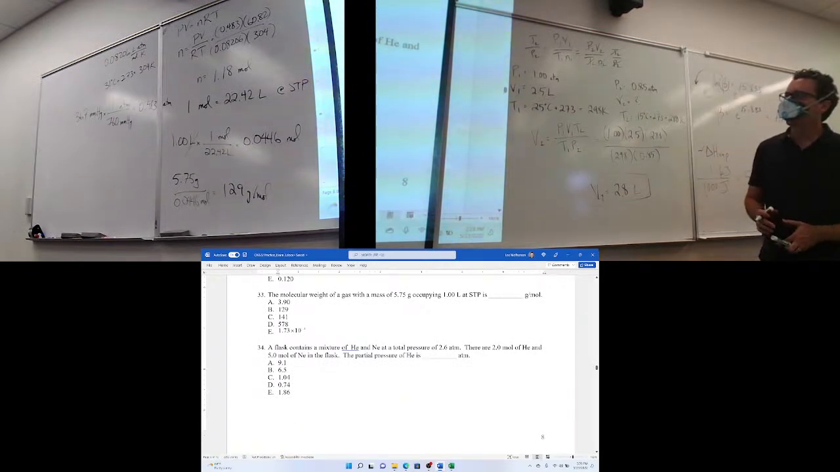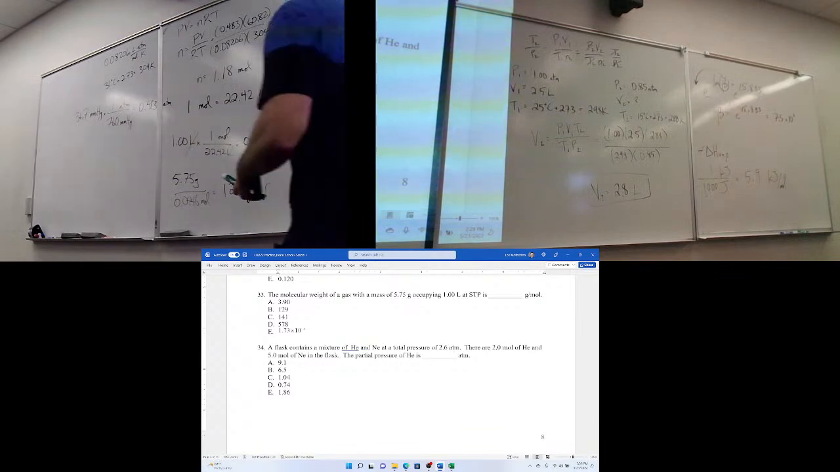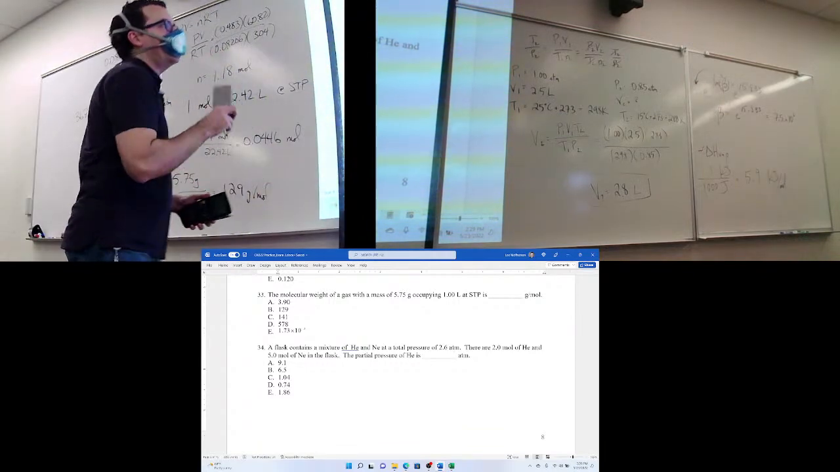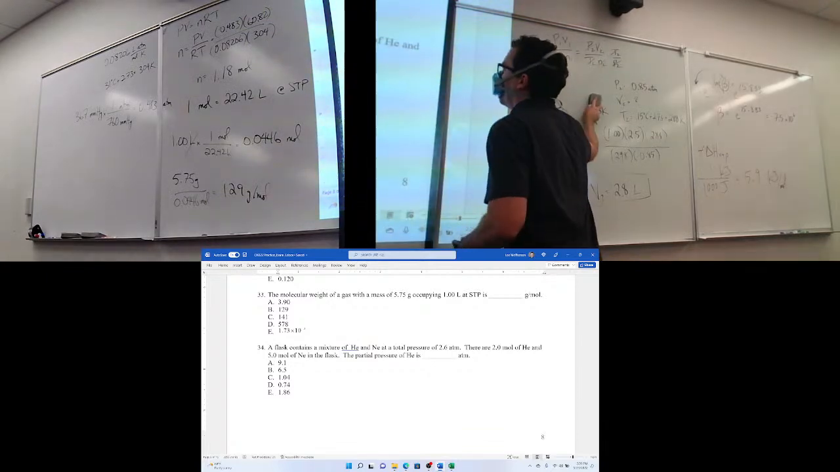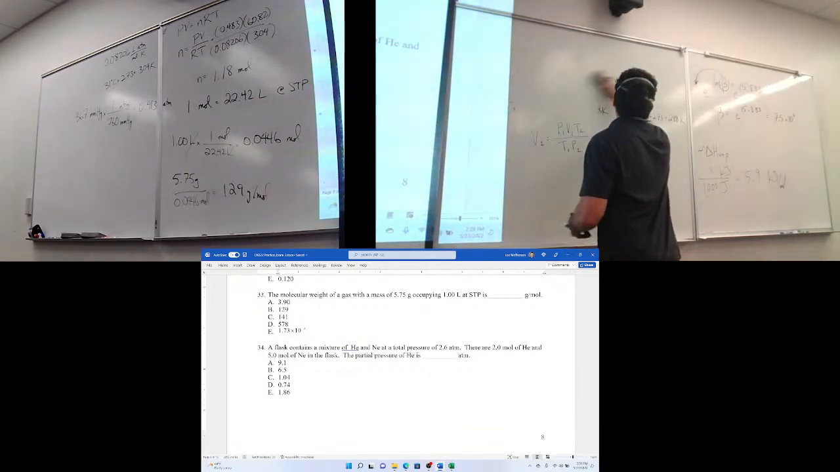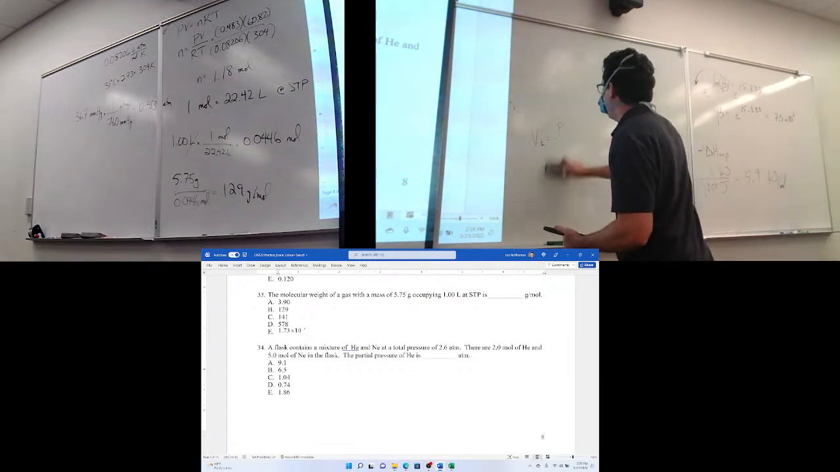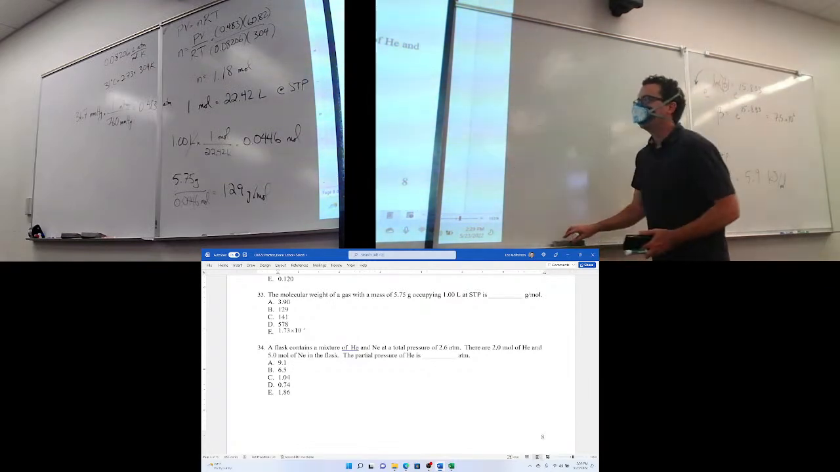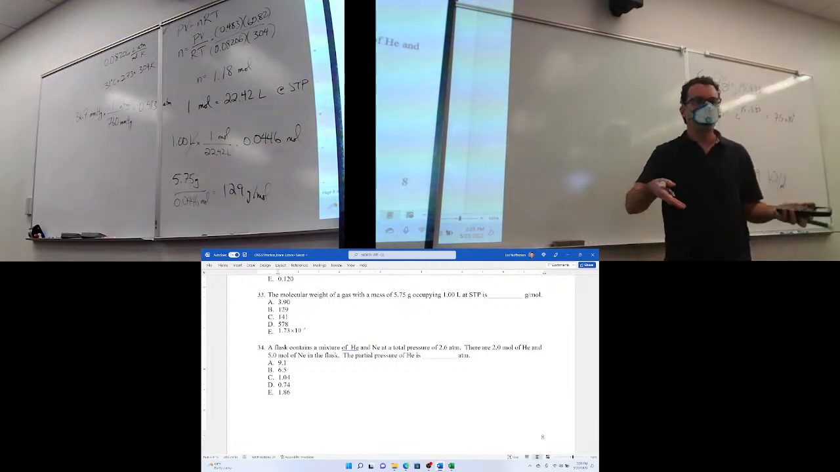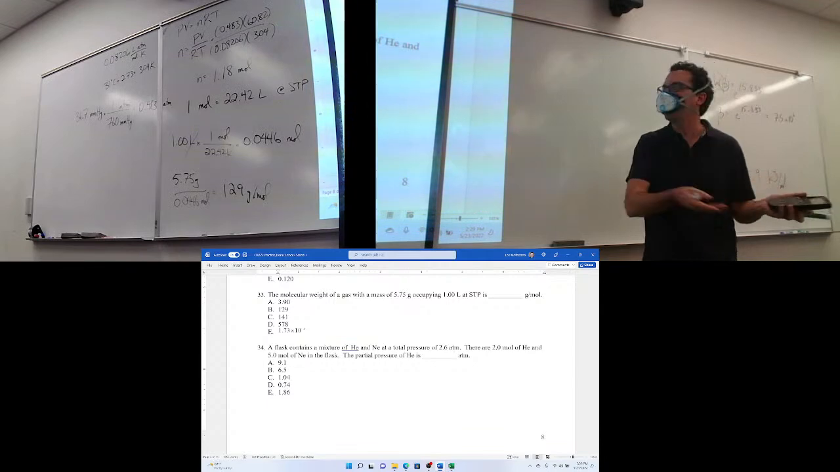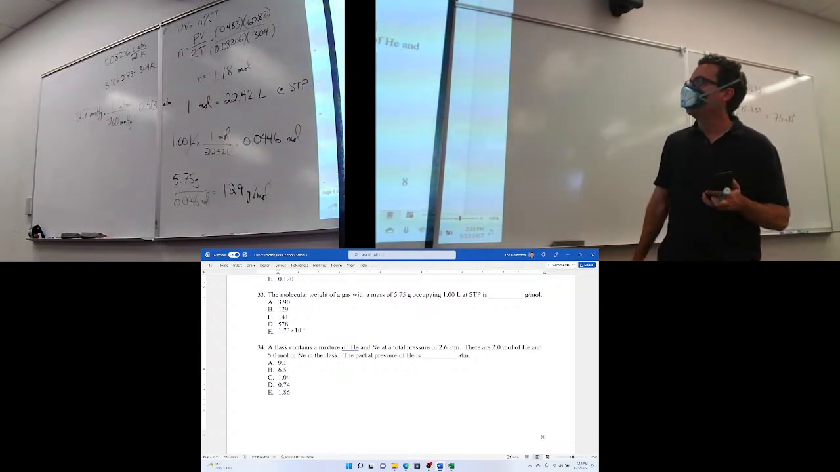So 34, we've got a flask. It contains a mixture of helium and neon, and the total pressure is that. There's 2 moles of helium, 5 moles of neon. The partial pressure of helium is what? So partial pressure, you can calculate it using PV equals nRT. So you plug in the moles of whatever gas you're looking at, and you can get the pressure of that gas. But you need the rest of it. You need temperature, you need the volume, and none of that's given here.